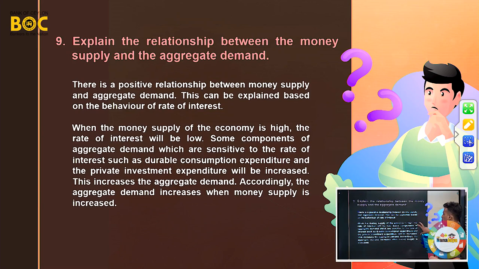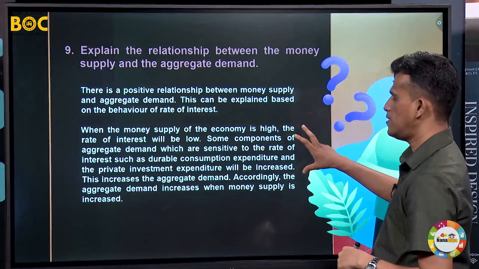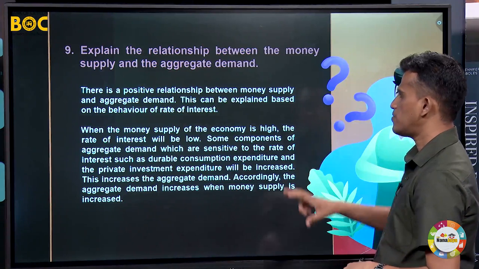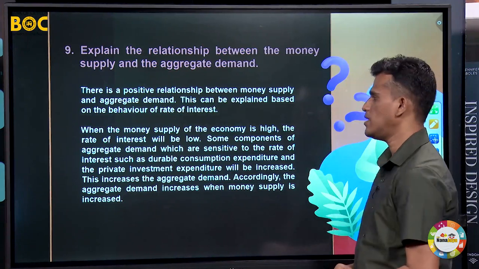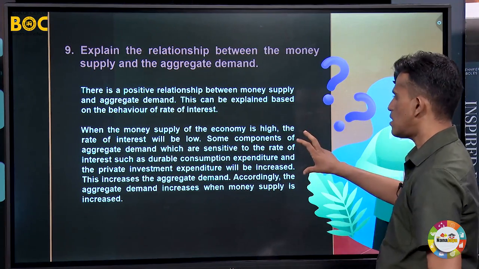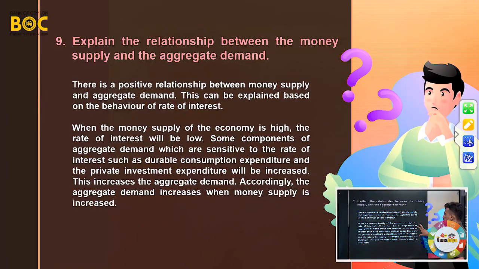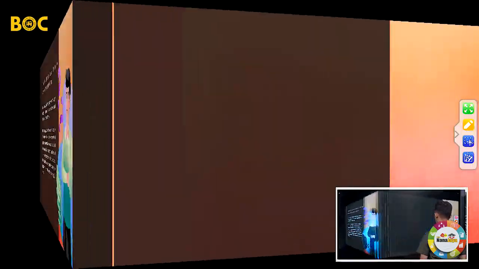When the money supply of the economy is high, the rate of interest will be low. Some components of aggregate demand which are sensitive to the rate of interest, such as durable consumption expenditure and private investment expenditure, will be increased. This increases the aggregate demand. Accordingly, the aggregate demand increases when money supply is increased. Next one.